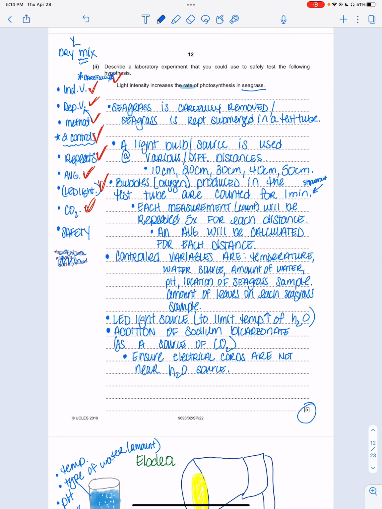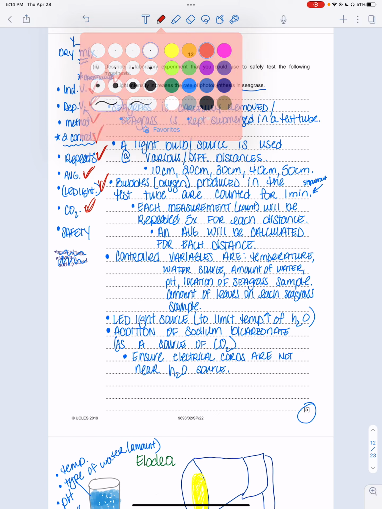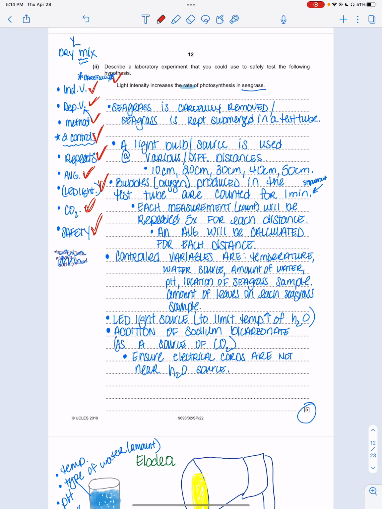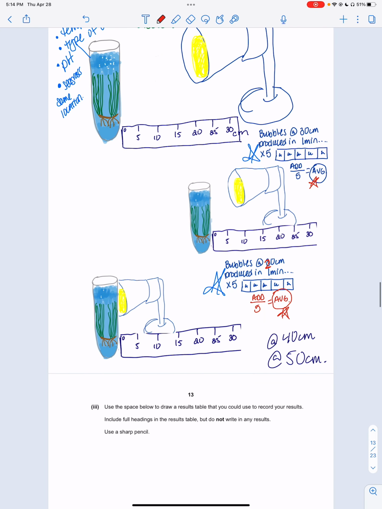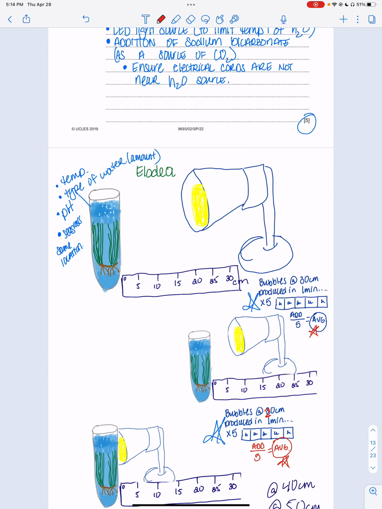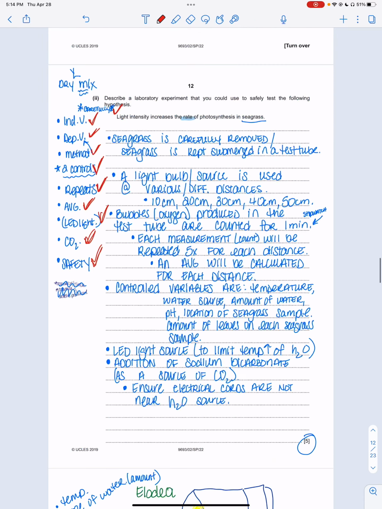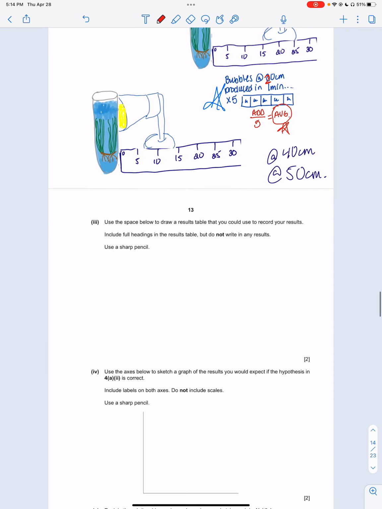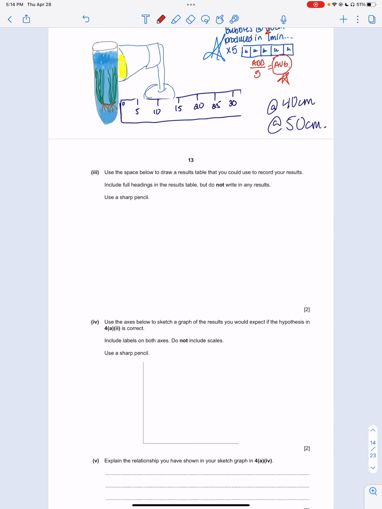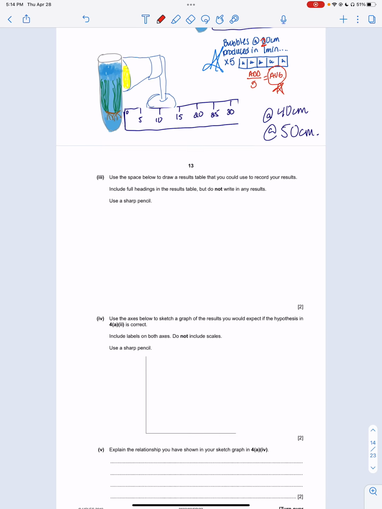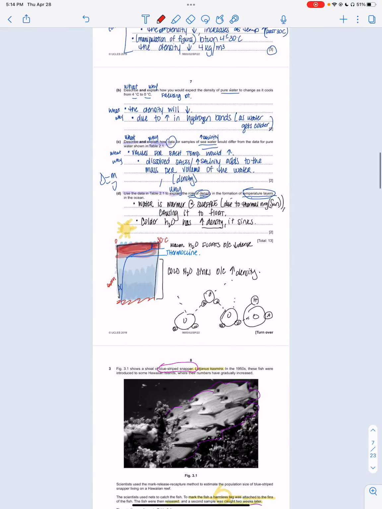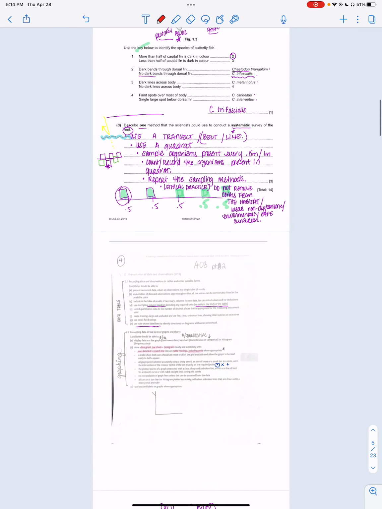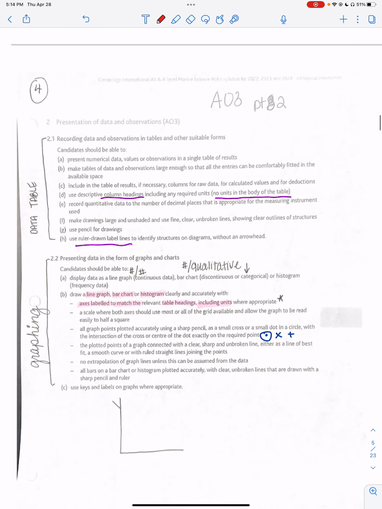No matter the question, even if I've never done this experimental setup before, I try and imagine it. I will try and draw it out, like what could this look like? Okay. All right, so in the beginning of the year, I did go over this and how to make a table. I'll put it right here. There you go. So data tables.